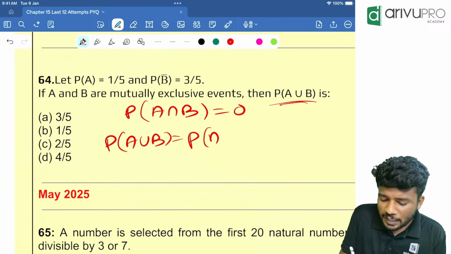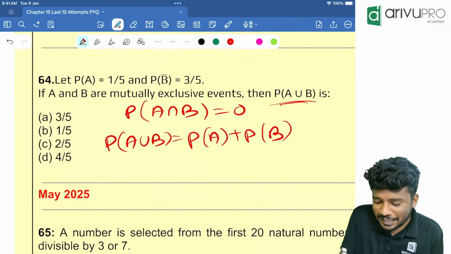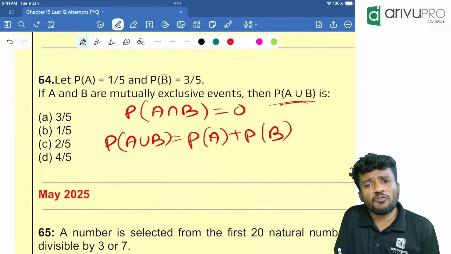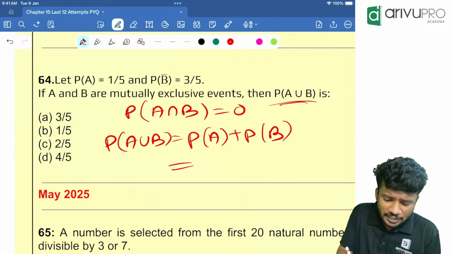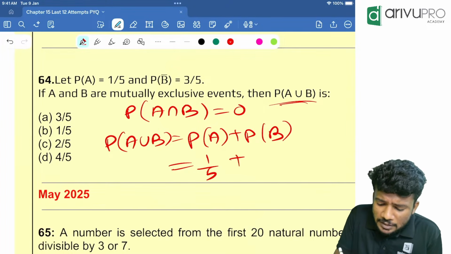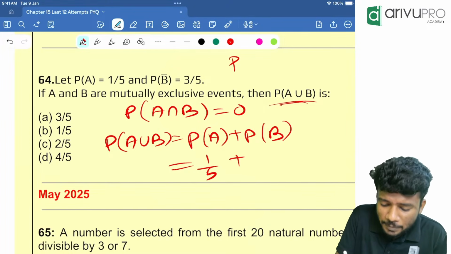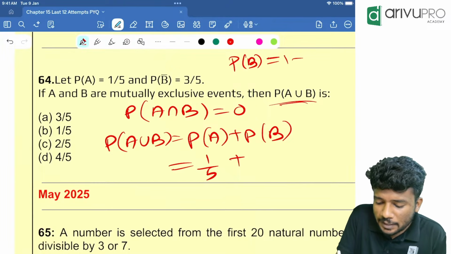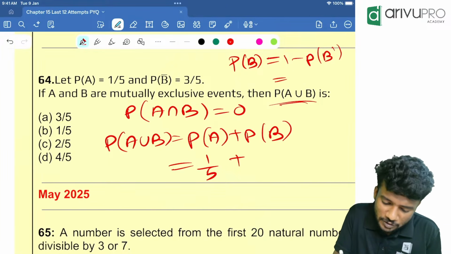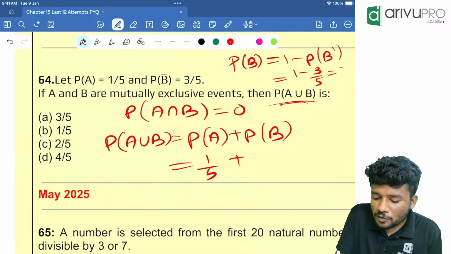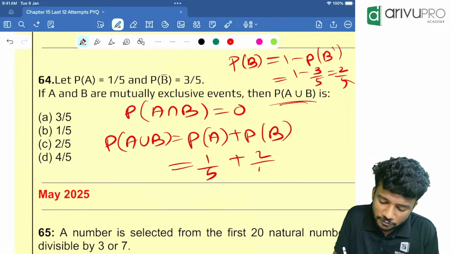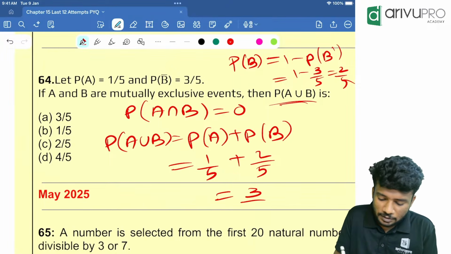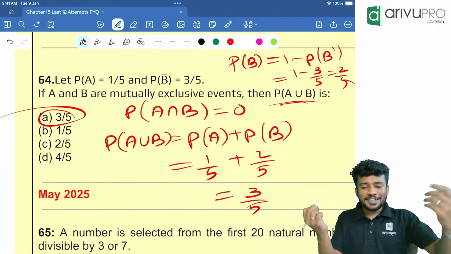Then P of A union B is P of A plus P of B. Direct question, because the intersection value will become 0. P of A is 1 by 5, plus P of B. P of B complement is given, that means P of B is equal to 1 minus P of B complement, which is 1 minus 3 by 5, which is 2 by 5. So 1 by 5 plus 2 by 5 is 3 by 5. Option A is your answer.